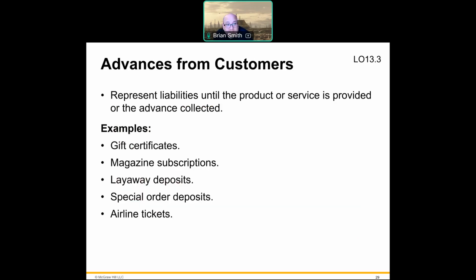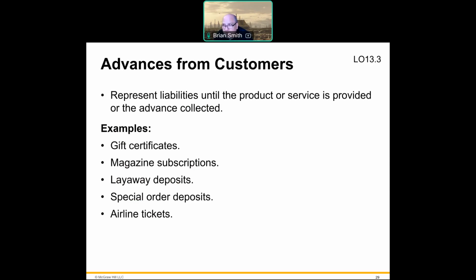What if we get advances from customers, basically unearned revenue in the form of gift cards, magazine subscriptions, any kind of subscriptions? I like magazine subscriptions. I know they don't do newspaper subscriptions anymore. Layaway deposits. I'm pretty sure that layaway is still a thing. I remember doing layaway with my mom. Special order deposits, I don't even know what that is, honestly.